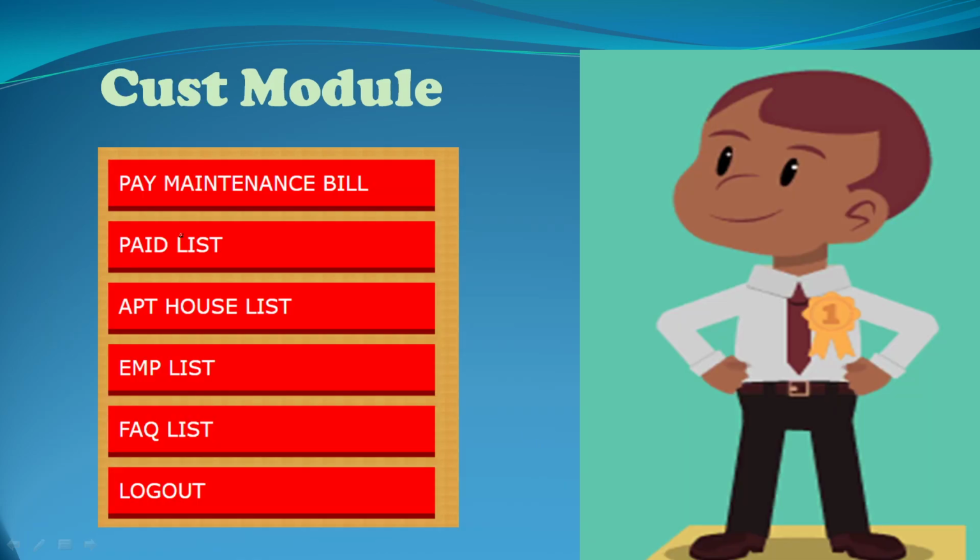Customer module. In case of the customer module, they are able to see the maintenance bill and they are able to pay this bill. They can see the list of what they have already paid. House list: what houses are there in the apartment, they can see that list. Employee list: they can see all the employees working in the apartment. FAQ list, frequently asked questions, that list will appear here. Then log out. So it's a small web application.